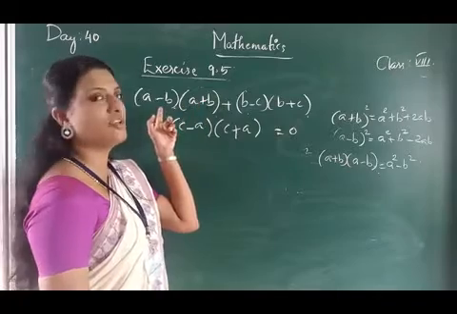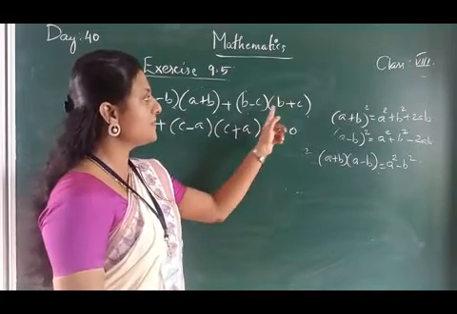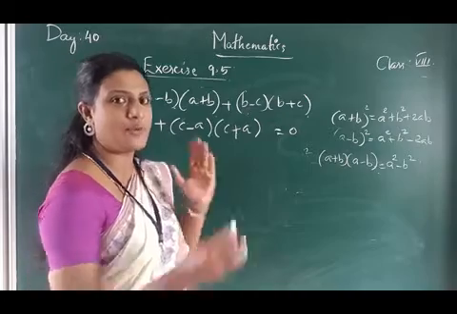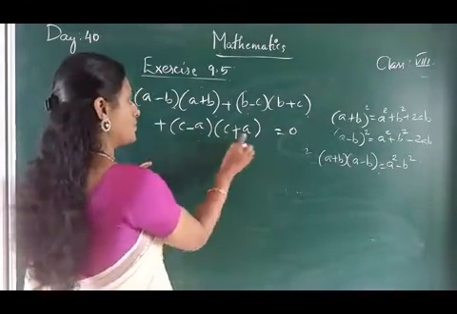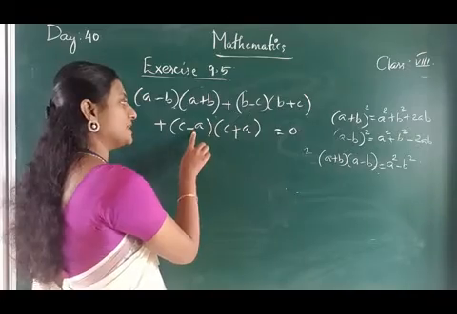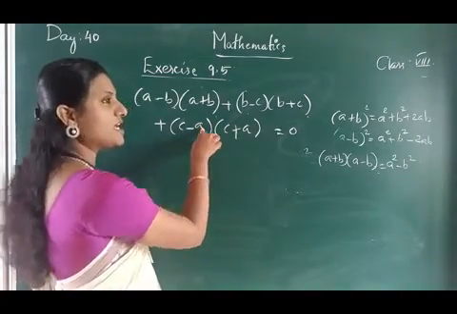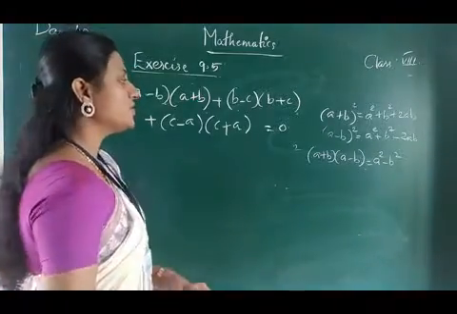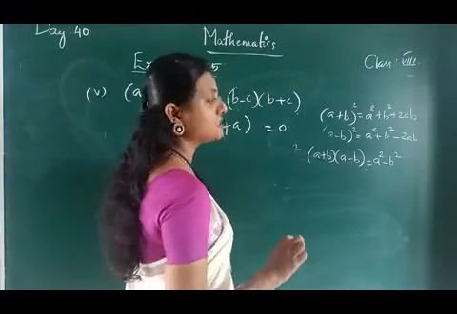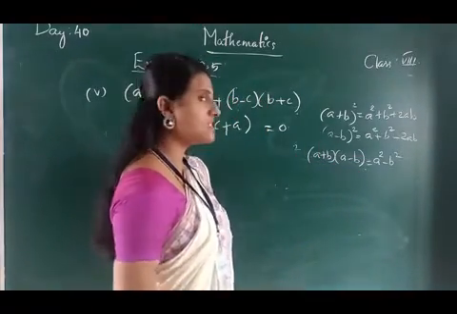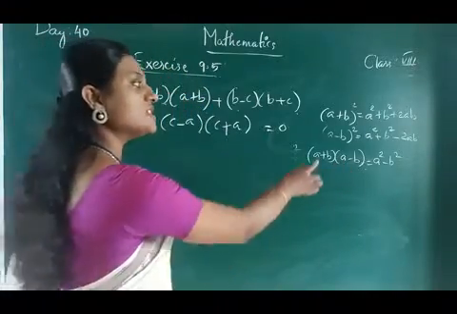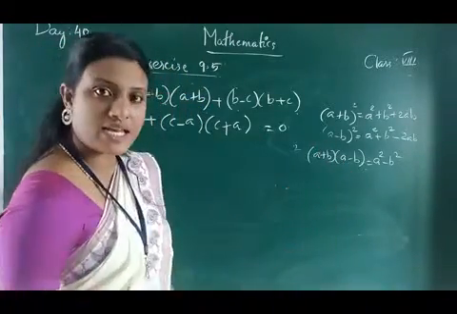Sum into difference. Here sum into difference. Here also sum into difference. If there is one plus and one minus, with the same numbers on both sides, take the square of the first number minus the square of the second. So here we are going to use the identity a plus b into a minus b is equal to a square minus b square. That is, sum into difference is equal to first number square minus second number square.